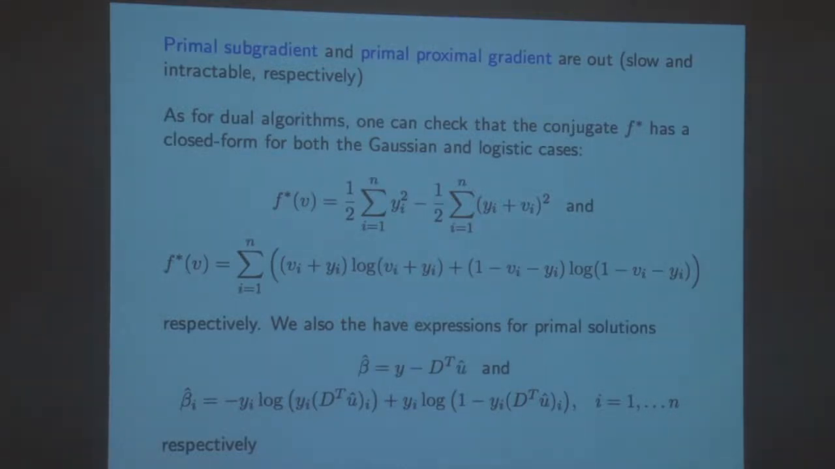What about the dual algorithms? You can check that the conjugate has a closed form in both of these cases. In the Gaussian loss case, this is the conjugate. In the logistic loss case, this is the conjugate. I think this one you did in your homework, the logistic loss case. As a check that you understand where this came from, you can check that the Gaussian one gives you this as its conjugate. And when you write down this stationarity condition from the KKT conditions, right, wherever we had that, oh, here it is.